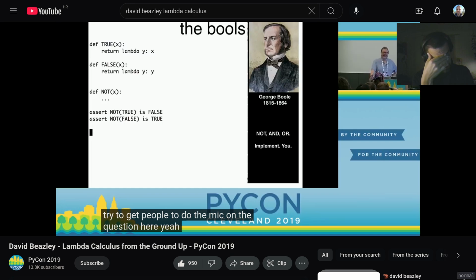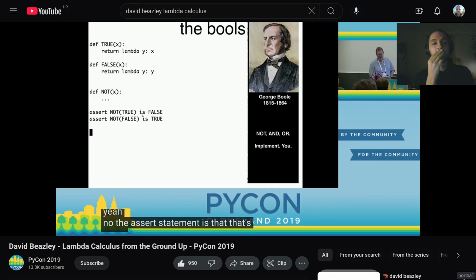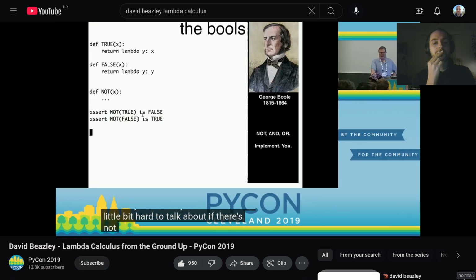Yeah. So just to sort of keep inventory here, are you cheating again here for narrative purposes at the end, or do we have a universe that has identity? I'm cheating with Python here. Okay. No, the assert statement is some Python stuff. Yeah. It becomes a little bit hard to talk about if there's literally nothing.